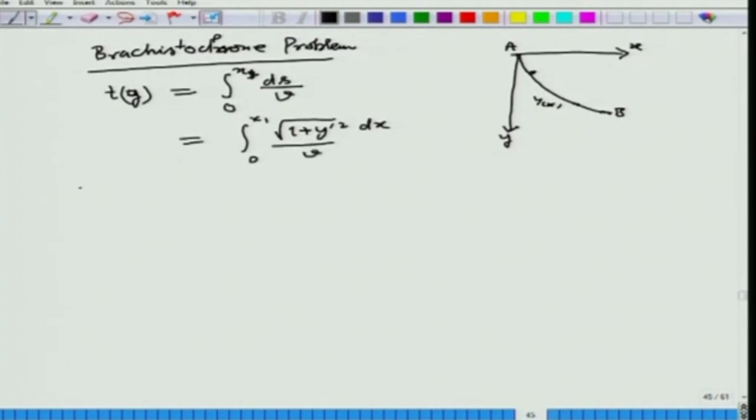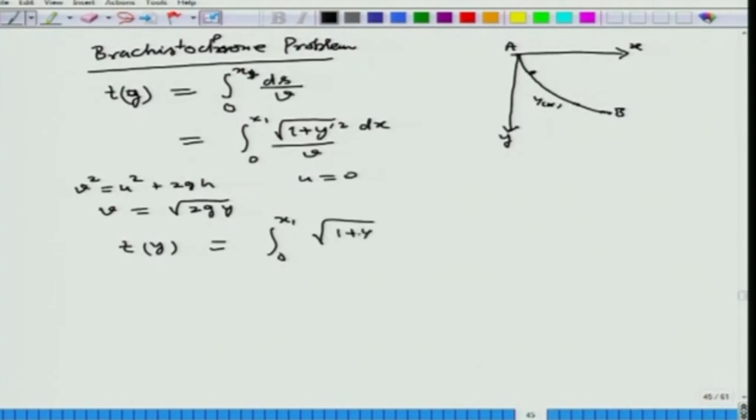Now, this v, we know that v square equals u square plus twice g h. So, u is 0 because it is dropped from here, there is no force applied here, initially it is just at rest. So, using this formula we see that v is actually root 2 g y, where the height h is now taken as y. Substituting it here, we see that T of y comes out to be the integral from 0 to x 1 of square root 1 plus y prime square dx over root 2 g, we can take this constant out, and the whole root y. So, this is the functional for the Brachistochrone problem.